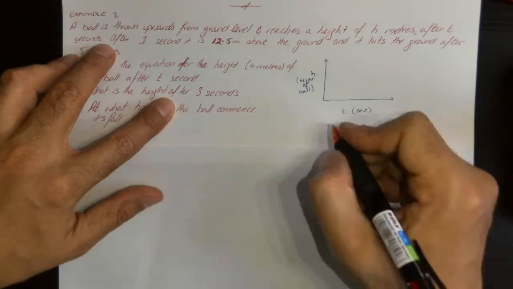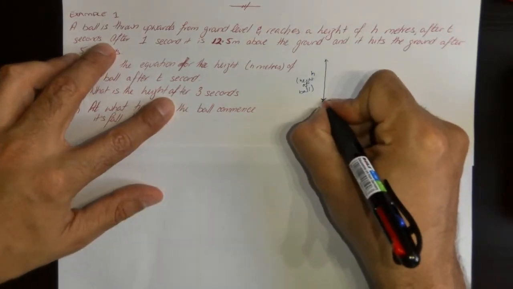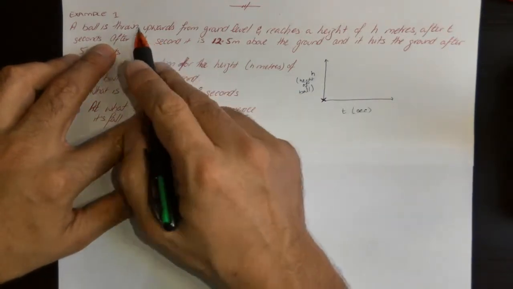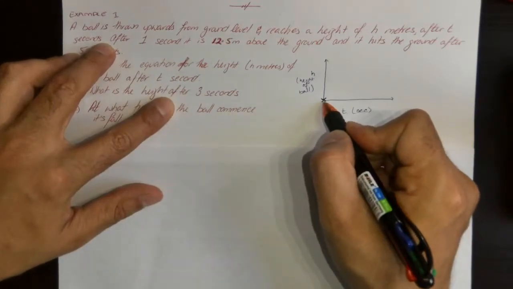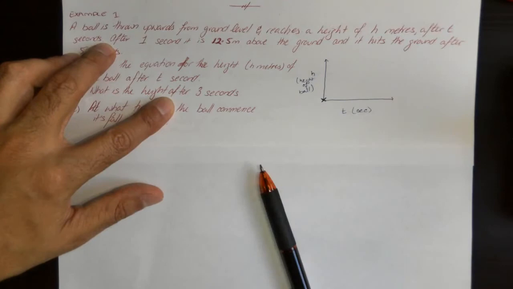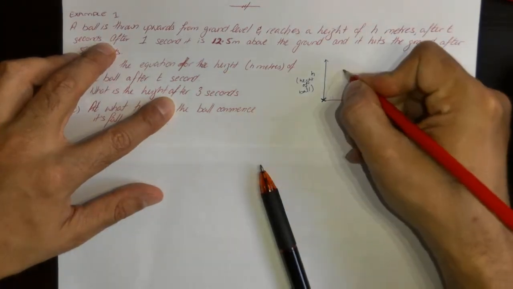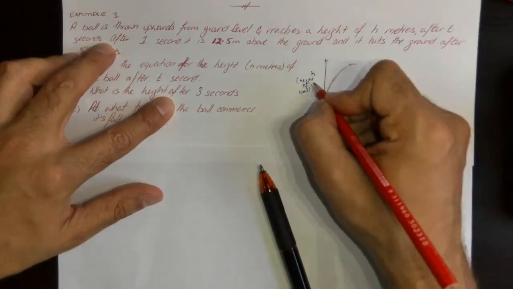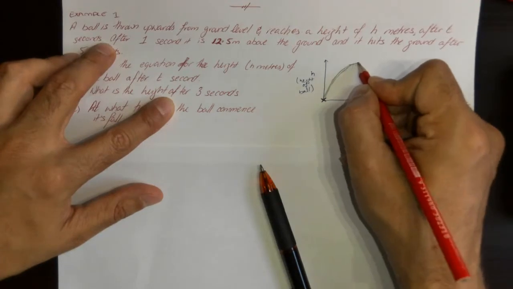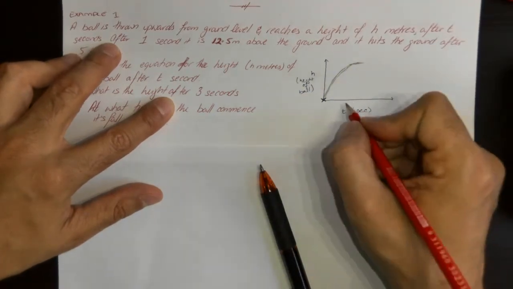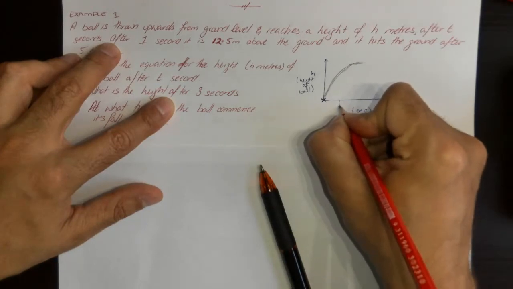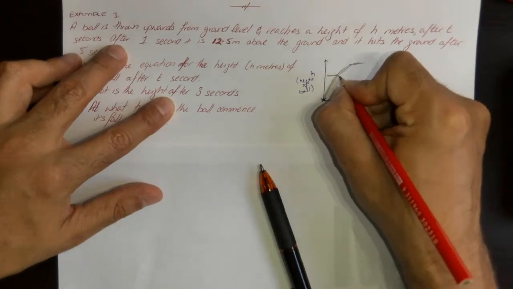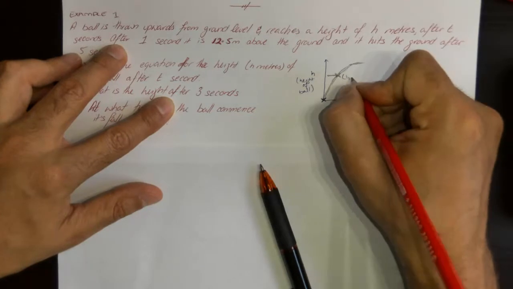So we assume that at 0 seconds, the ball is at ground level. So the ball is thrown upwards from ground level. So the ground was at 0, it hasn't moved. It reaches a height of h meters, so that's h, our height here, after t seconds, and at 1 second, the height is 12.5. So this point here would be 12.5.